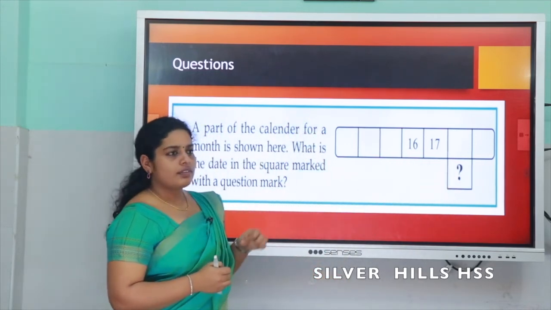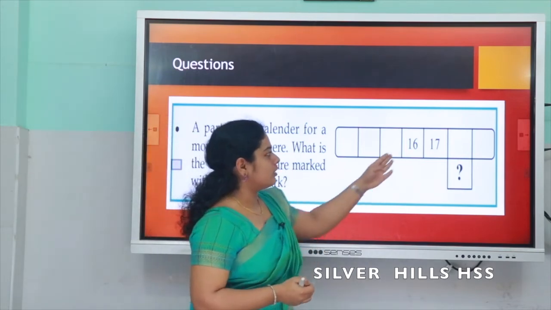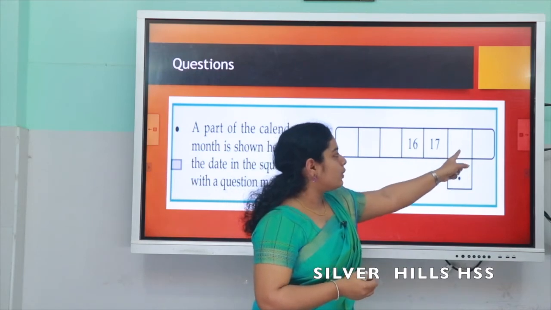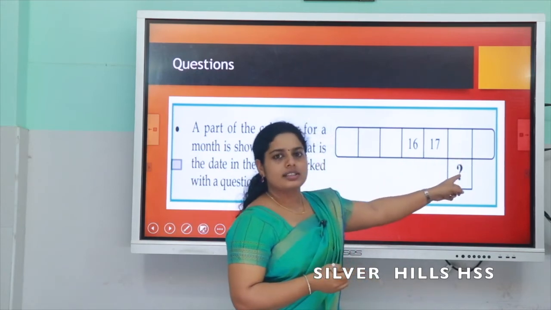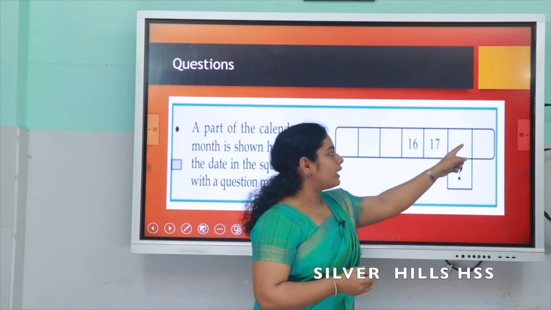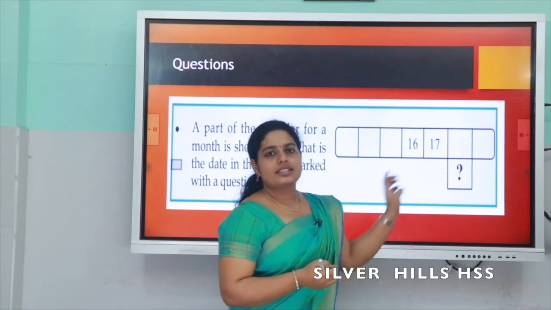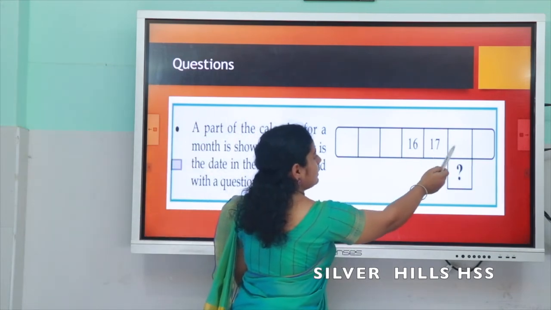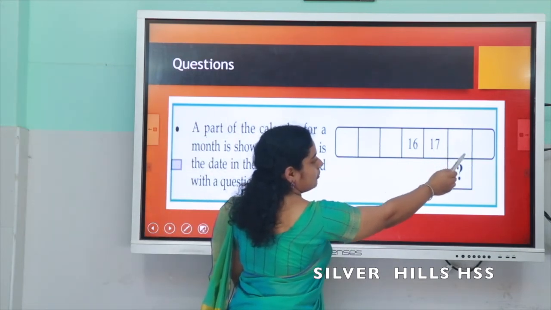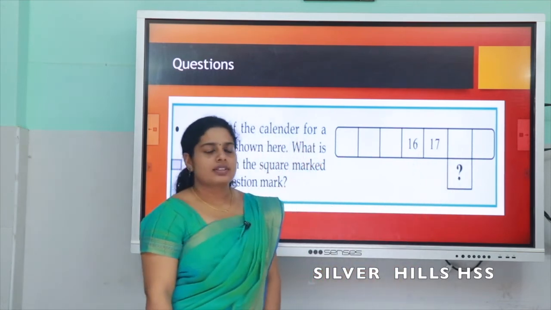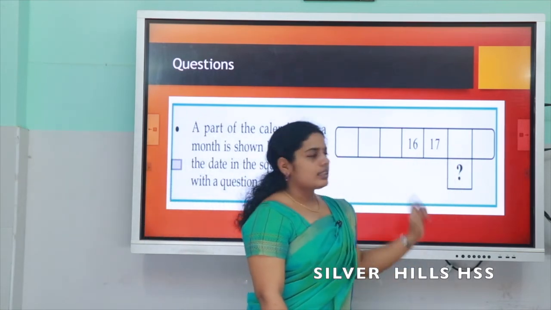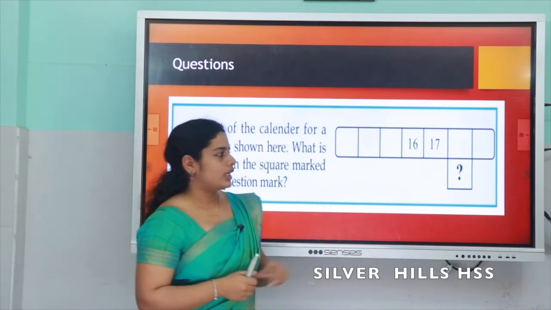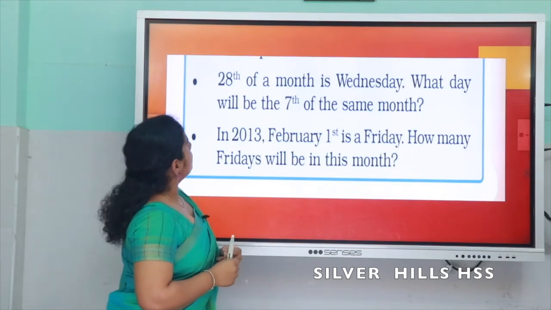Now, this is a calendar. We know that after 16, 17, it comes 18 only. Okay. Here it will be 18. Now, what about the next week's date? We already discussed that first itself. If you want to get the date of the next week, we need to just add 7 only. So, after 16, then 17, then comes 18. 18 plus 7 is 25. So, the question mark, the answer will be 25. The date on the question mark is 25. Okay, easy one.